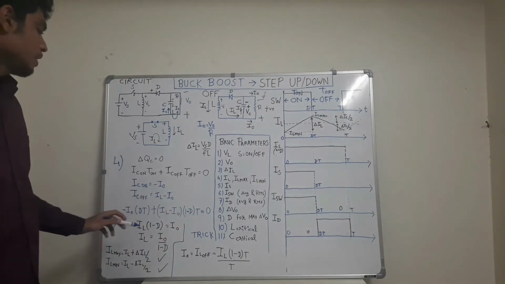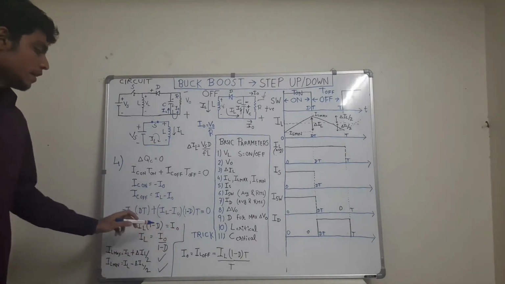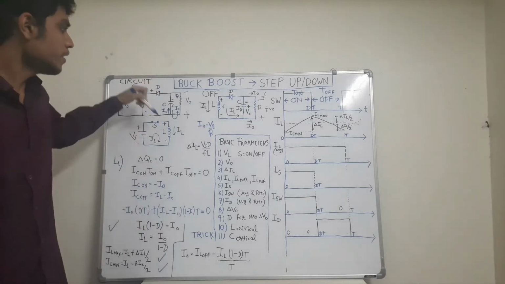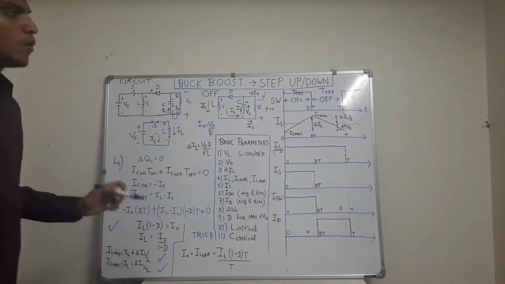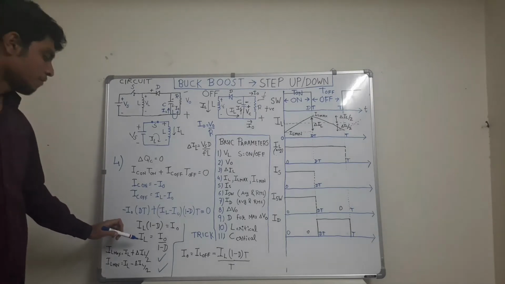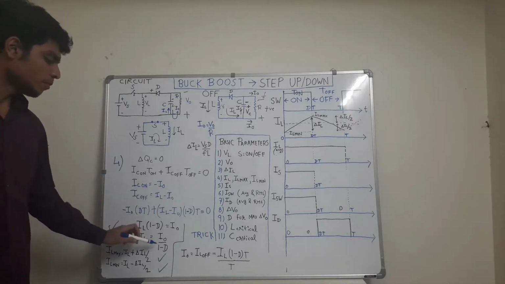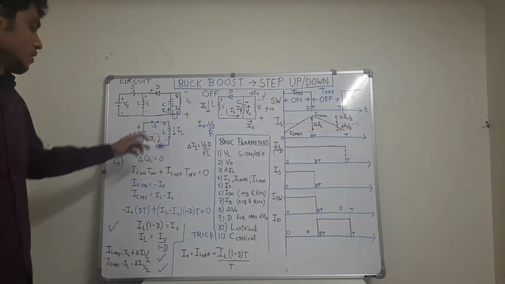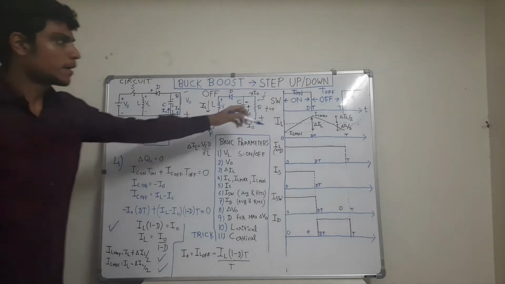So from this we will get I naught, that is load current, equals IL into 1 minus d. Therefore IL is equal to I naught upon 1 minus d. Second thing is IL max.